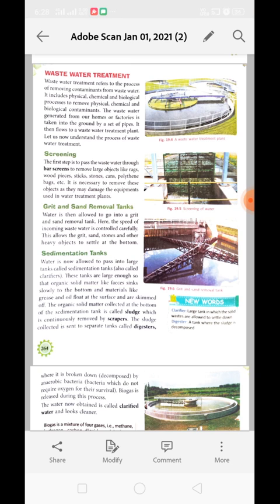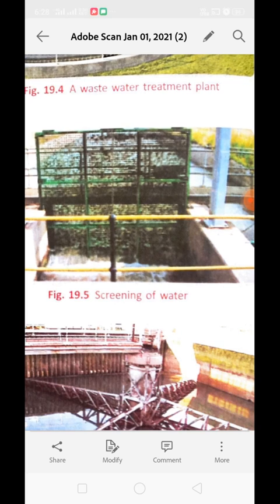The wastewater generated from our homes or factories is taken underground by a set-up pipe network which is called the sewer system. It then flows to the wastewater treatment plant, where it is treated. Now let us understand the process of treatment of wastewater. The very first process in this is screening.